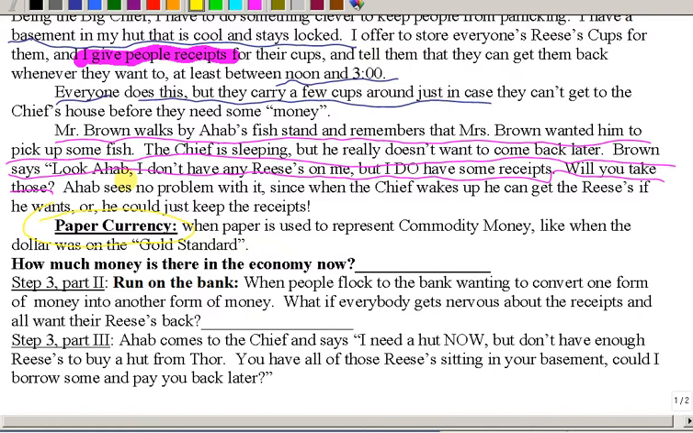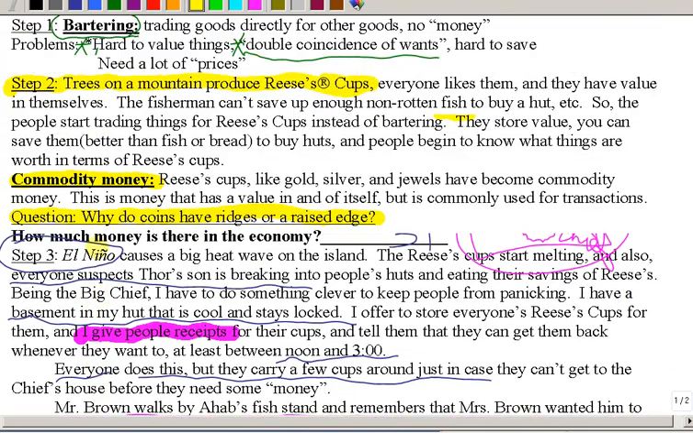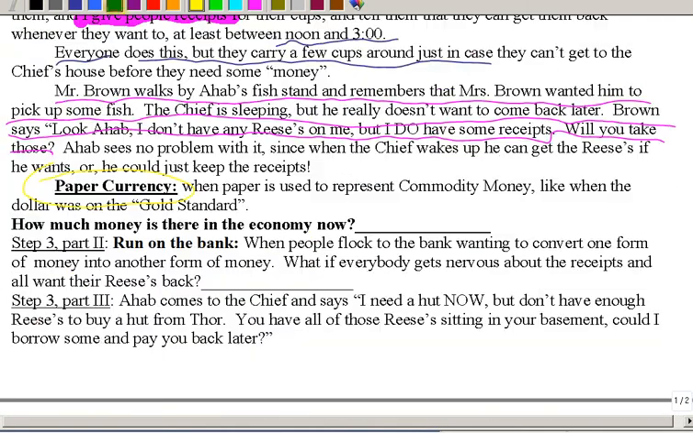So when we exchange the Reese's Peanut Butter Cups for the paper receipts, how much money do we have? Well, it hasn't changed. We still have the same amount, 31, that we used to have before. So there's no reason to think that this would really change anything substantial in our economy. Every once in a while, with banking, people want to exchange one form of money for another.